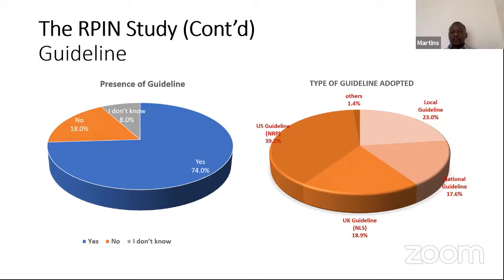And for those who answered they have a guideline, we asked what type of guideline. So there I even discovered that even within a hospital, respondents were mentioning different types of guidelines. Again, that shows there is no uniformity and there tends to be no guideline being used actually. It's just what you follow.